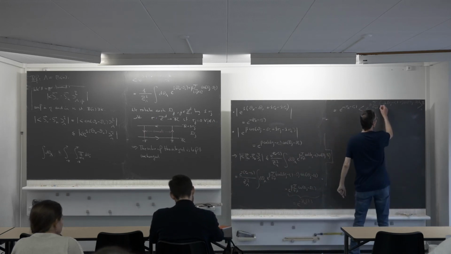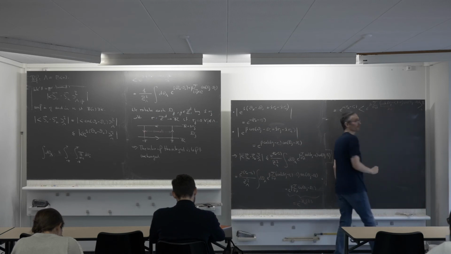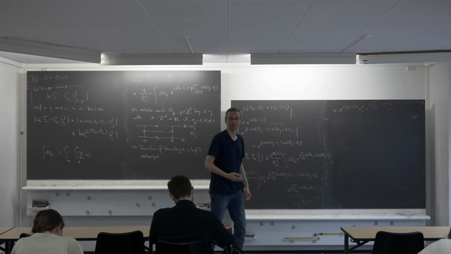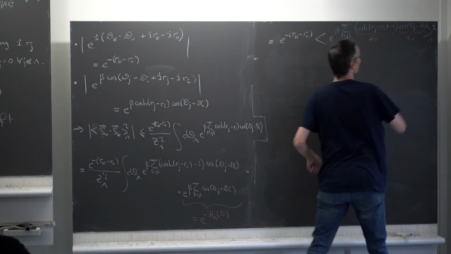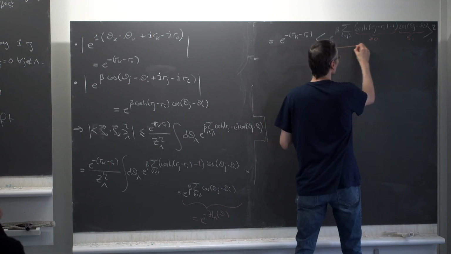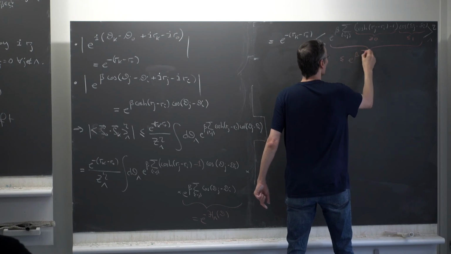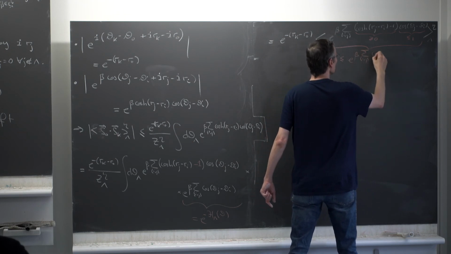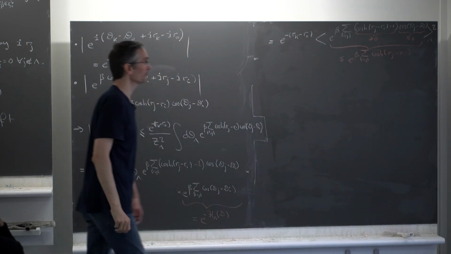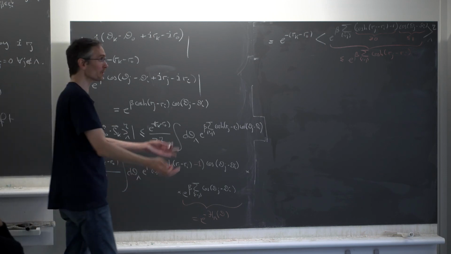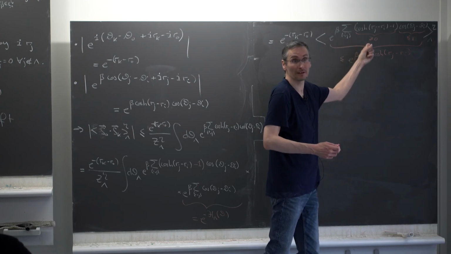But now this cosh minus 1 is always greater or equal to 0, because cosh is always greater or equal to 1. The cosine is certainly always smaller than 1. So the whole thing inside the expectation is smaller than E^{β Σ_{ij} (cosh(R_j - R_i) - 1)}. This does not depend on theta anymore, so I can take it out of the expectation. The only thing that remains is the expectation of 1, which is 1.